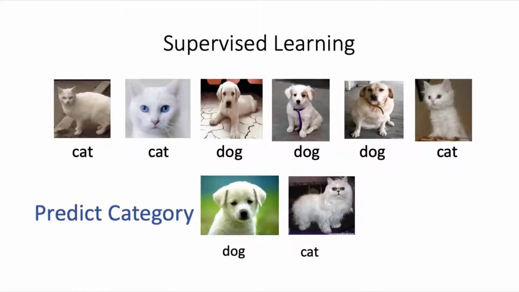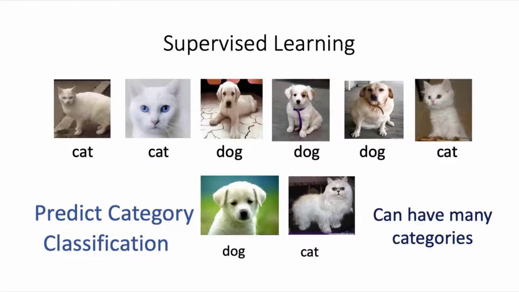The task of deciding what category something belongs to is known as classification. Here, our example has two categories, cats and dogs, but in general, we can have multi-class classification, which means there are going to be more than two categories.